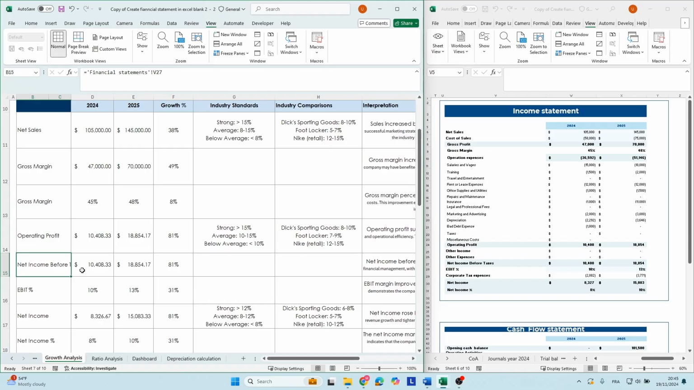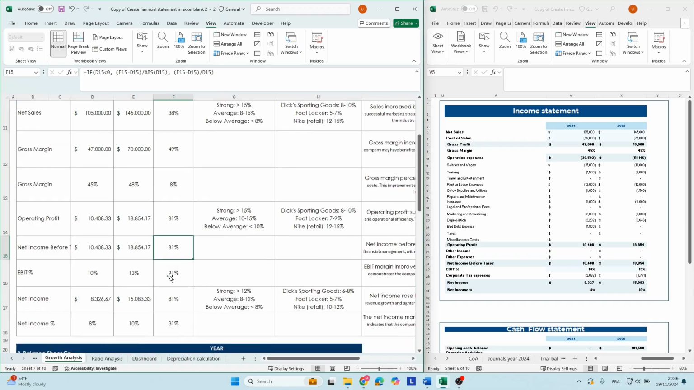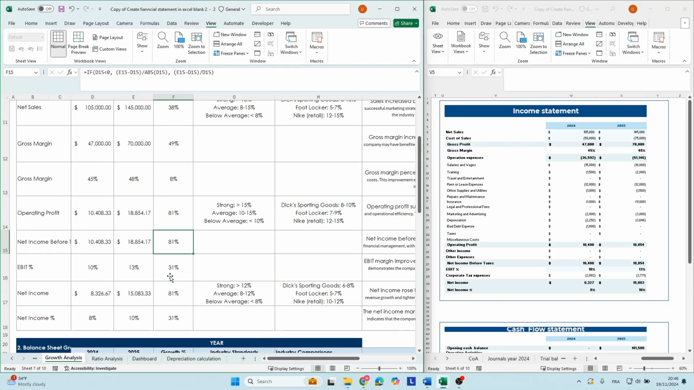For the net income, the same thing. So it's increasing by 81% because there is no other income or other cost. Then we have net income, which increased as well by 81%, which reflects a strong indicator the company making more profit.